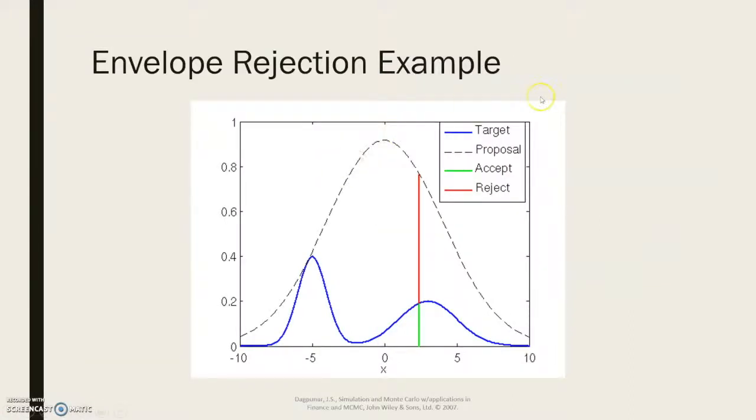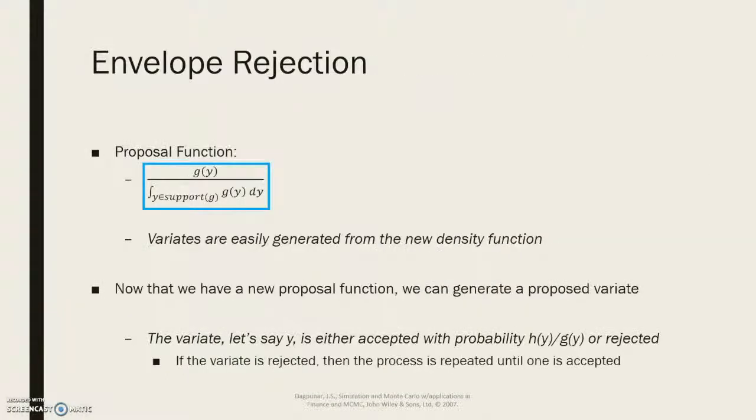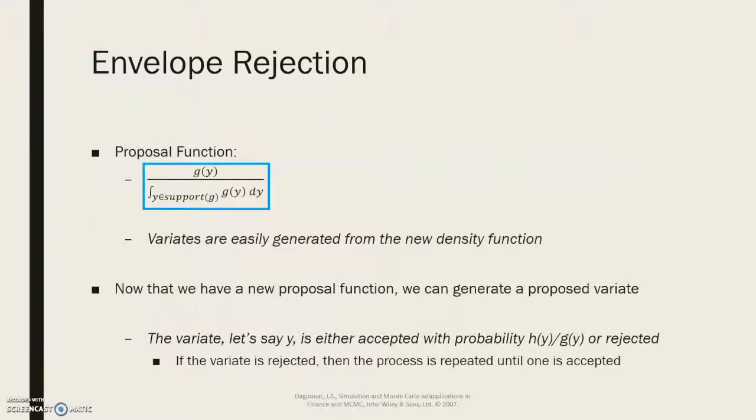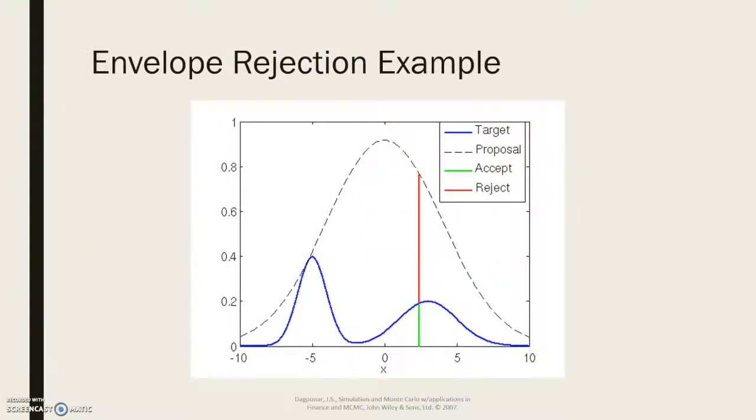So here we have an example where you can see our proposal, and here's our target. The target we don't really have any information on. This would be, if you remember, our h of x, which is our original density function, and then we have our g of y, of course. So here we would have our h of x, and then here would be our g of y. So our proposal function we do have information on, and it's very easy to generate variates from this curve. However, this curve down here is a lot more complex, so we have a harder time generating variates from that one. So that's why we have our proposal function.